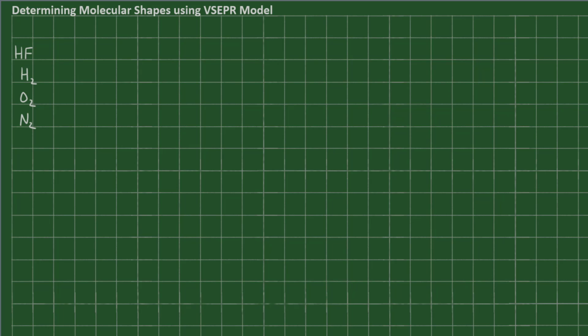Hello good people, I'm going to talk about molecular shapes. In particular, I'm going to demonstrate how the valence shell electron pair repulsion model and the associated electron geometries can be used to determine the shapes of molecules. I'm going to start with diatomic molecules.